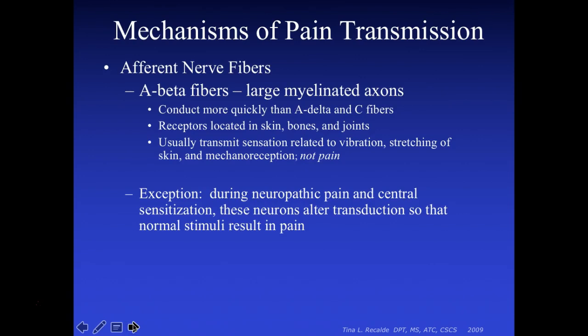So then, of course, we have one other type of afferent nerve fiber that we need to talk about. So these are your A beta fibers. So beta, these are large. So just think beta large. They're myelinated. So if you think it's large and myelinated, you think it's going to be faster or slower than the other two? You're right. They conduct much more quickly than both the A delta and the C fibers.